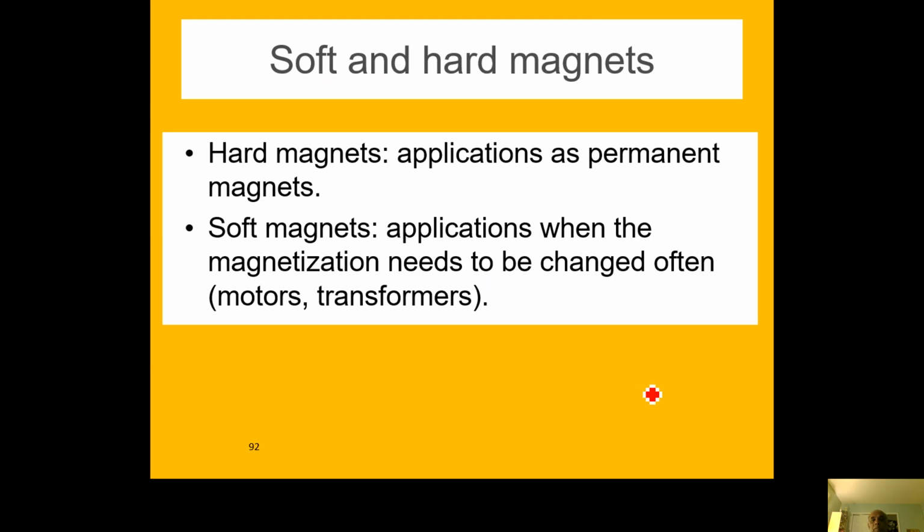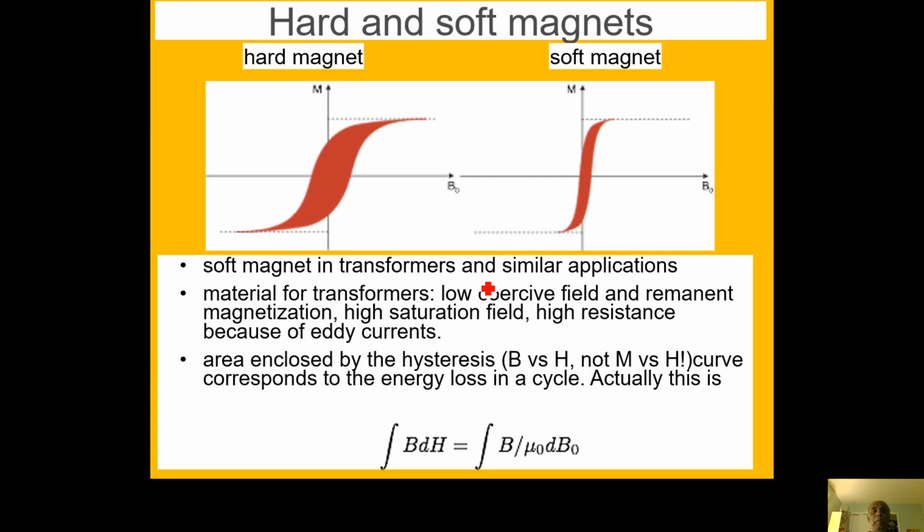Finally, these ferromagnets can be used in many applications, mostly hard magnets. These are basically the permanent magnets, right? They have many applications. But the soft magnets are mostly used for transformer core material and in motors, where the magnetization needs to be changed. In hard magnets, your magnetization cannot be easily changed.